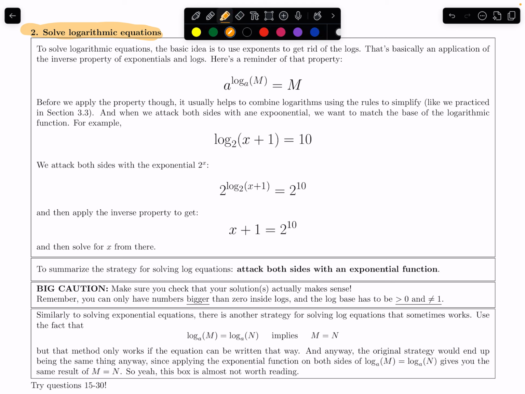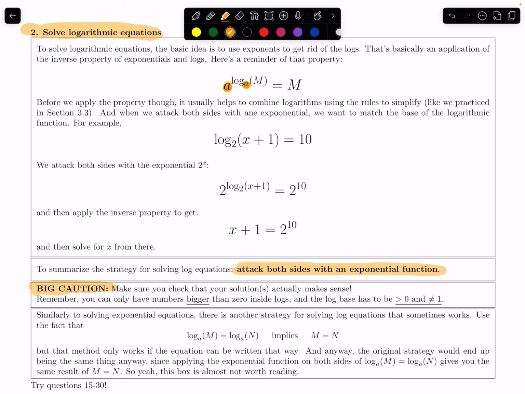So that's basically it, summarizing the strategy. You just attack both sides with an exponential function, and not just any exponential function. You attack it with a specific exponential function that matches the base of the log.